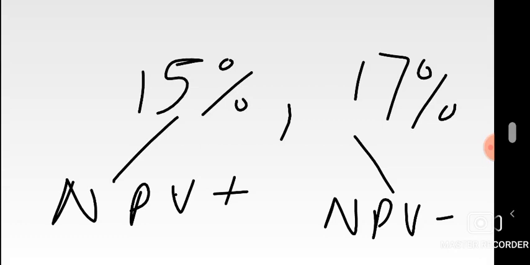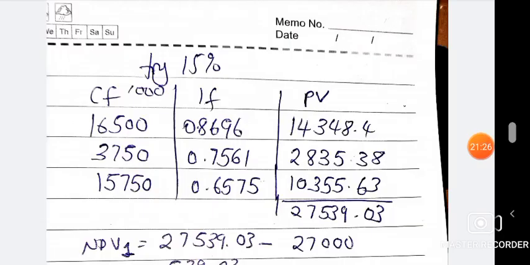Those two rates again shouldn't be far apart. In my case, I've chosen 15 and 17. I'll show you a screen of how I've managed to do this and tested them out, and I'll show you the answers they are giving, and from there we can proceed to find IRR.